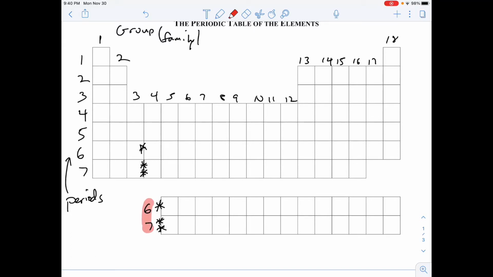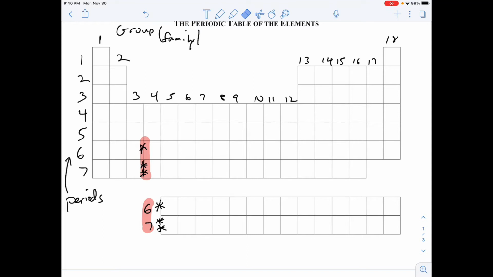And again, remember that these two are parts of the 6th and 7th period. They are not part of the family, so they don't have a family number, because they live here. They don't have any family numbers associated with those elements.